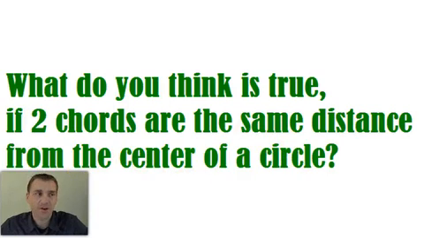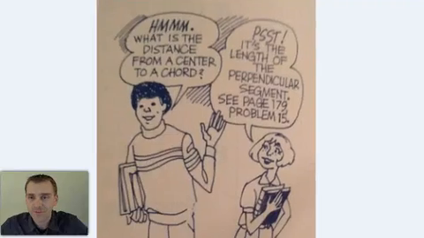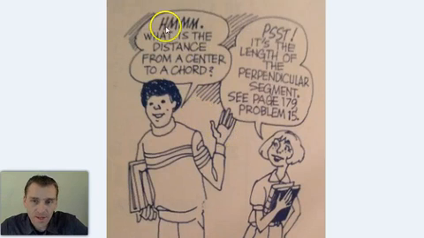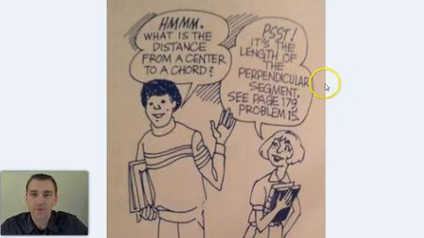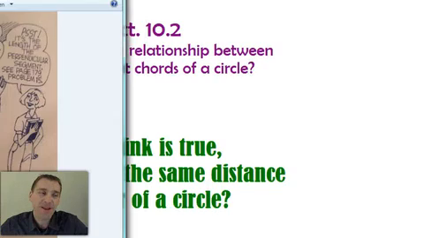Now remember, we talked about the distance a chord is from the center, and in case you don't remember, here's a little funny from the book. The guy with his little books in hand and a cool little sweater with stripes says, what is the distance from a center to a chord? Great question, you should remember. The lady over here says, psst, it's the length of the perpendicular segment. And then she throws this out there too, as I would: all you gotta do, dude, is see page 179, problem 15. So if you need to, go back and look at that, but that is what the distance is.